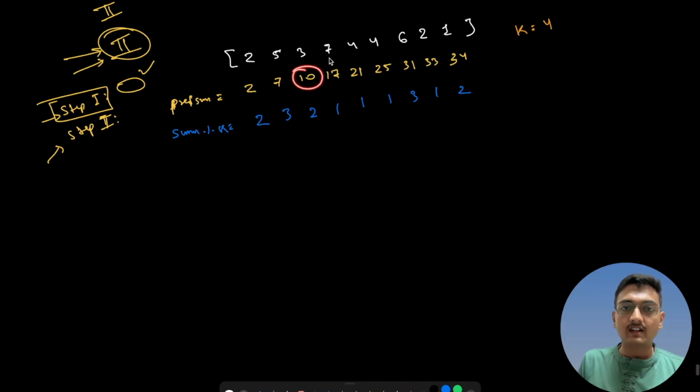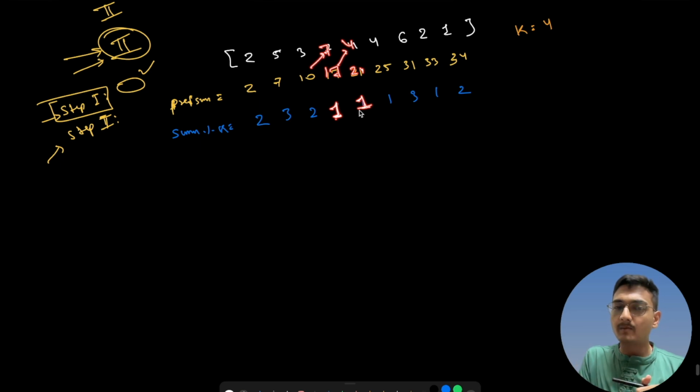So I got a 10 here. Now I will proceed. I will add 7 and get 17. I got a remainder of 1 here. Super. Did I see 1 before? No, I didn't. Super. Now I will add a 4 here. I got 21. I again get a remainder of 1. Did I see 1 previously? Yes, I did see it. What does that mean?